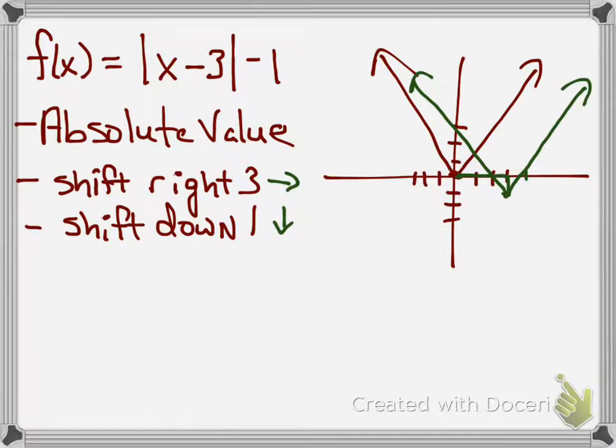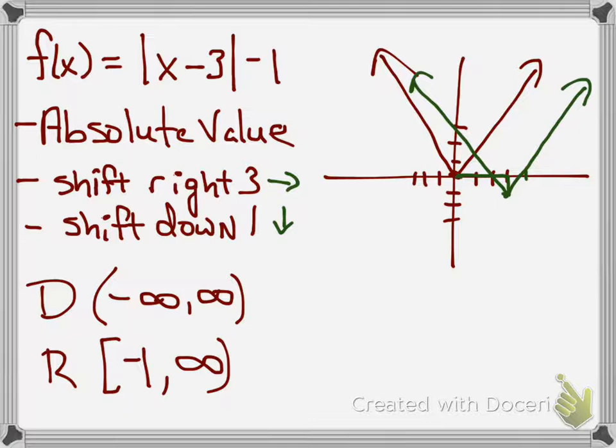Now, what does that mean? The domain, again, is still negative infinity to positive infinity. That didn't affect the domain, but it did affect the range. The range now starts at -1, because that's the lowest point, and goes all the way up to positive infinity. So yes, I still want you to see the domains and ranges of these as they make the transformations.